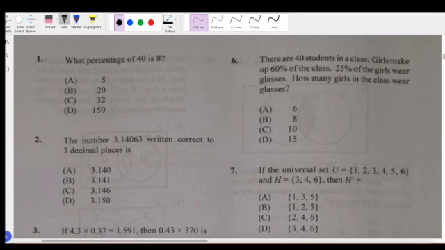What percentage of 40 is 8? So 8 is the percent, right? What percentage? How much over 100 of 40 is 8? And that's kind of what we end up with here. So you have 4x is equal to 80, x is equal to 80 divided by 4, which is 20.